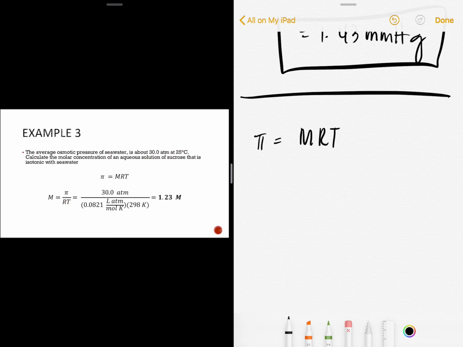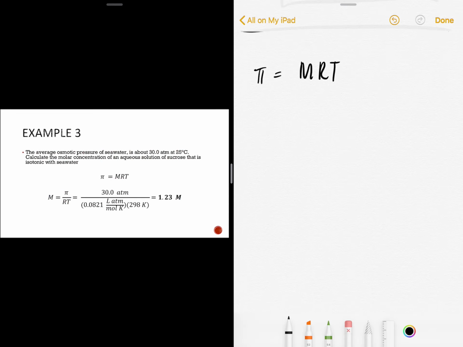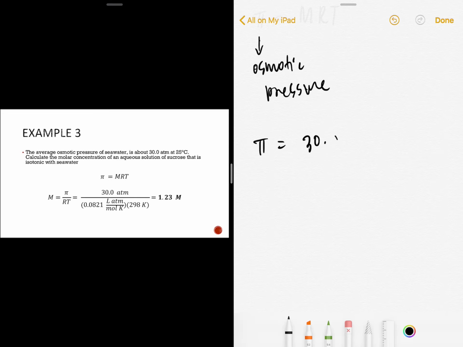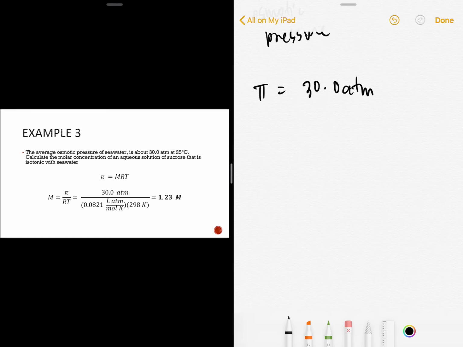So let's have this example. Although it already has an answer, it's okay, I will still solve it to elaborate. The average osmotic pressure of seawater is about 30 atmospheres. This term, guys, is your osmotic pressure. So pi is equal to 30.0 atmospheres. This 30 atmospheres is true at 25 degrees Celsius. Calculate the molar concentration, that's molarity, of an aqueous solution of sucrose that is isotonic with water.